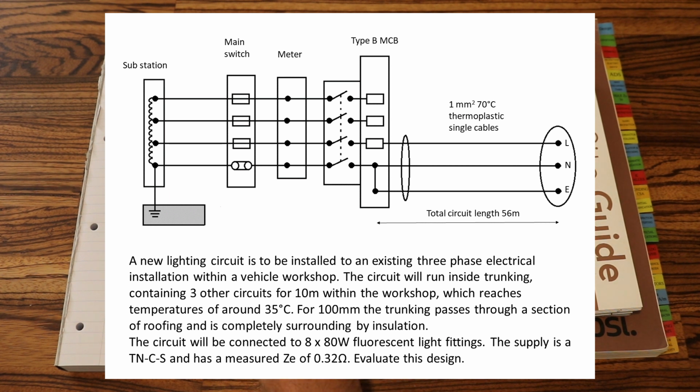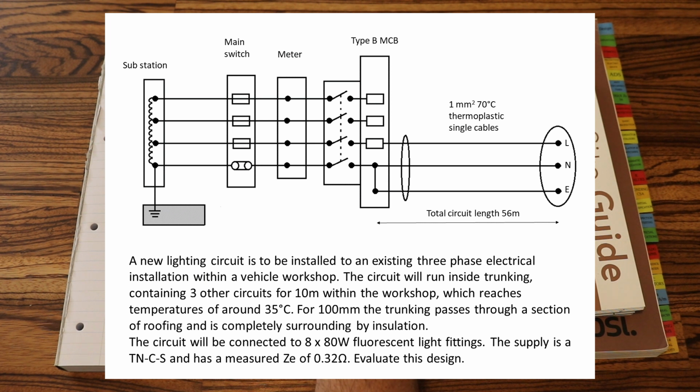So it's a lighting circuit installed in a three-phase electrical installation with the workshop. The circuit will be run inside trunking. So there's my install method, inside trunking, 3 other circuits. So along with mine that is 4 circuits total. And it'll be run with the 3 other circuits for 10 meters within the workshop.